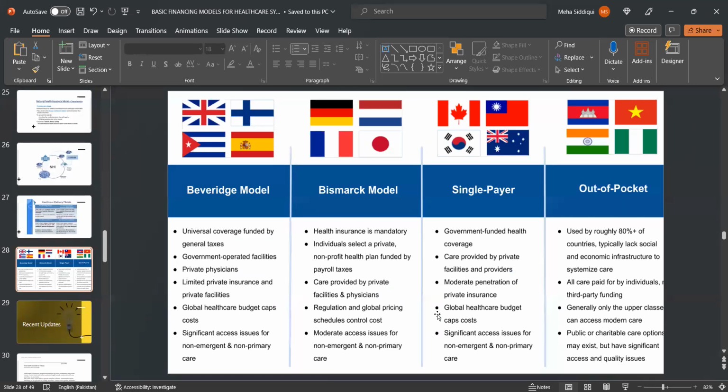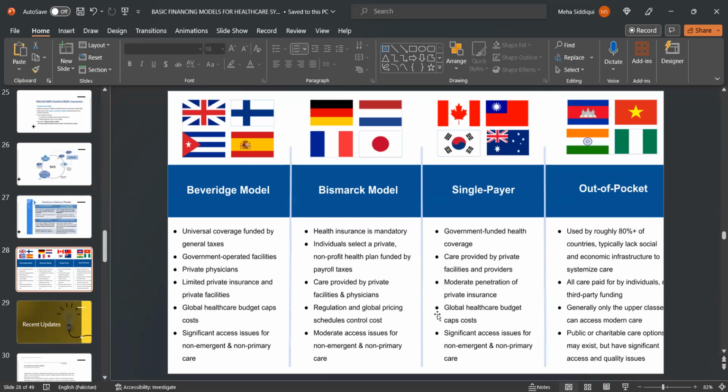Now, these are the main differences among these four models. In the Beveridge model, universal coverage is provided, funded by general taxes, with government-operated facilities, private physicians, and limited private insurance in private facilities. A global healthcare budget caps cost, with significant access issues for non-emergent and non-primary care.